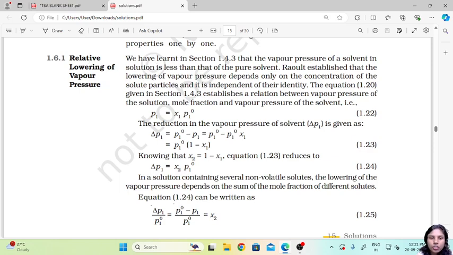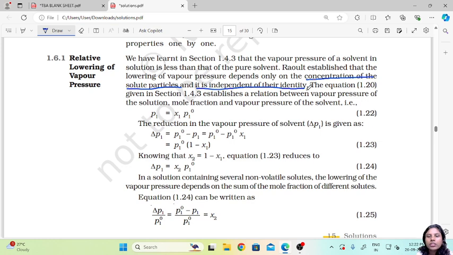We have learned in section 1.4.3 that the vapor pressure of a solvent in a solution is less than that of the pure solvent. Raoult established that the lowering of the vapor pressure depends only on the concentration of the solute particles, and it is independent of their identity. So Raoult's law says the lowering of the vapor pressure happens because of the concentration of the solute particles and not based on their nature.